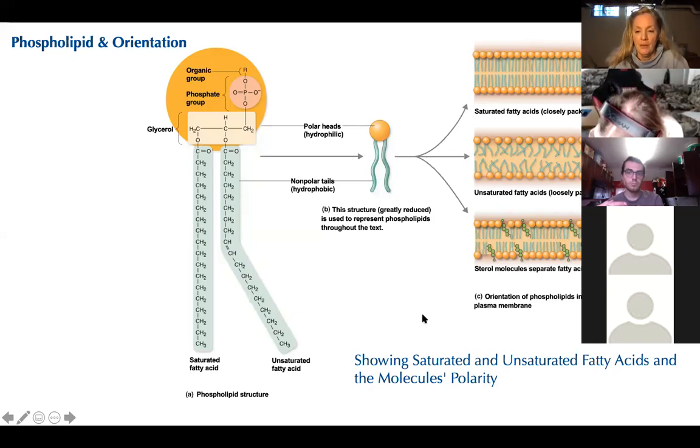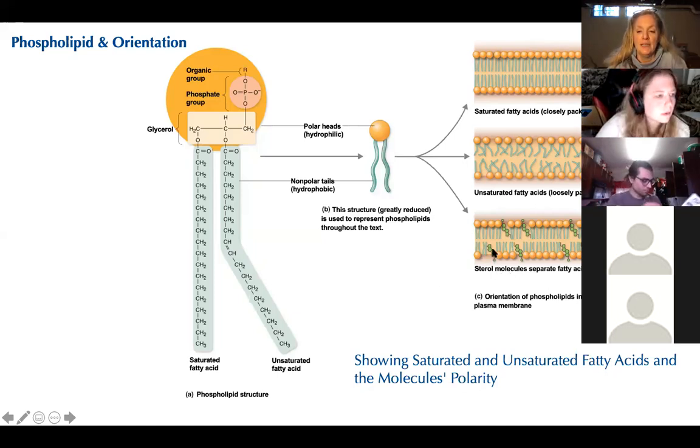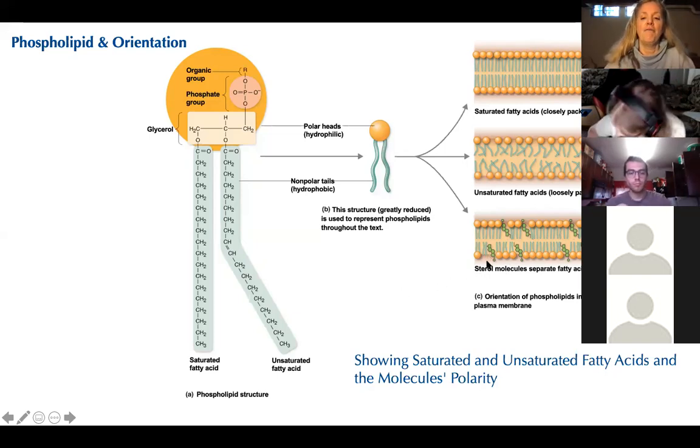Okay. All right. When we make our phospholipid bilayers, we're also going to see that interspersed in between, we're going to have some sterol molecules, usually cholesterol. Cholesterol gets a bad name, but it is necessary for life. We need it in all of our cell membranes.